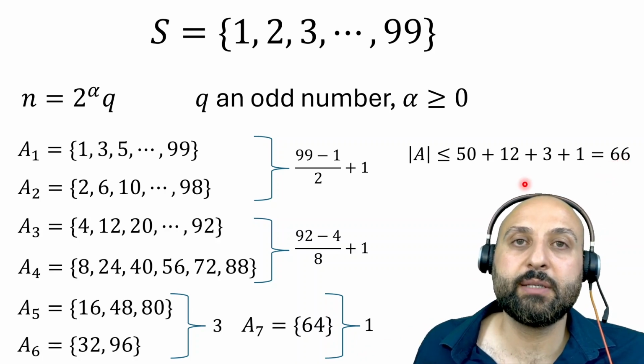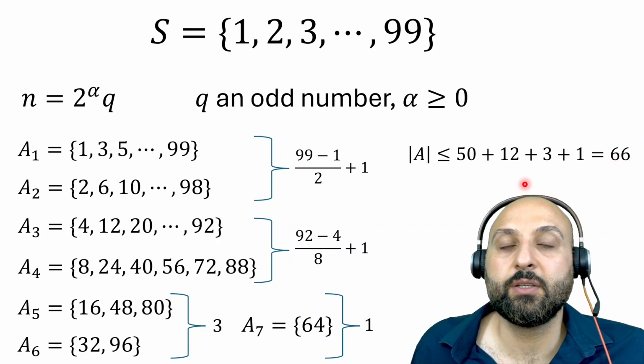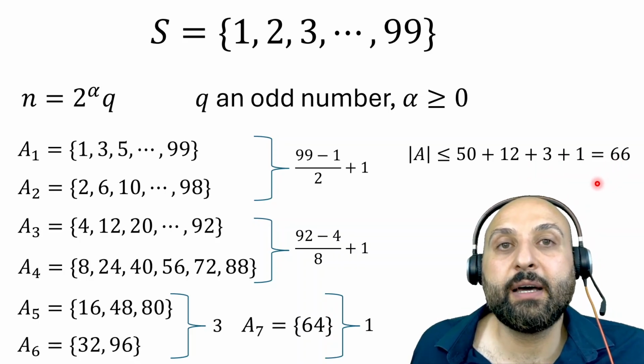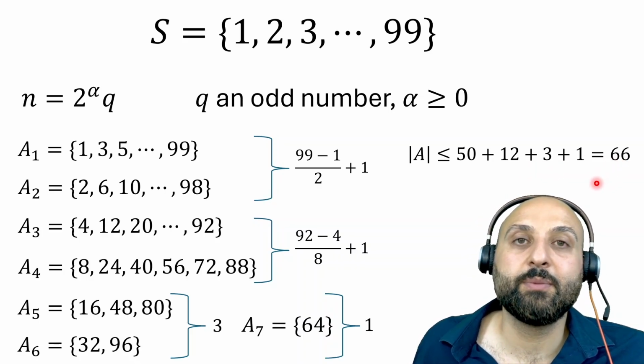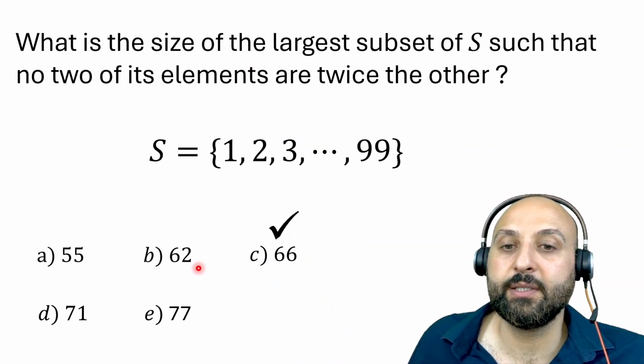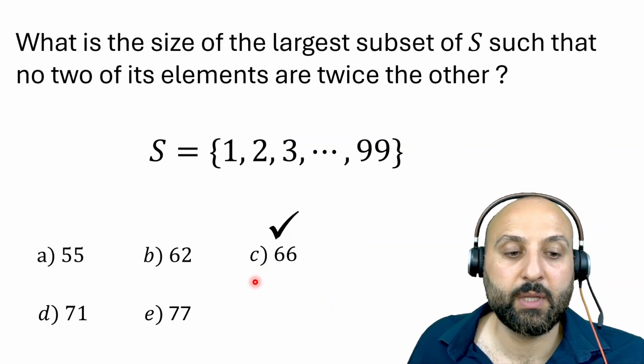So we have already shown that the maximum size of the subset where none of the elements are twice the other is 66. And also we have given an example of a subset that has the size of 66. Basically, the answer is option C, which is 66.